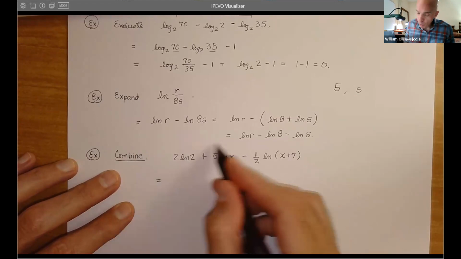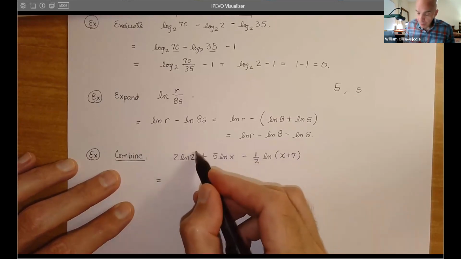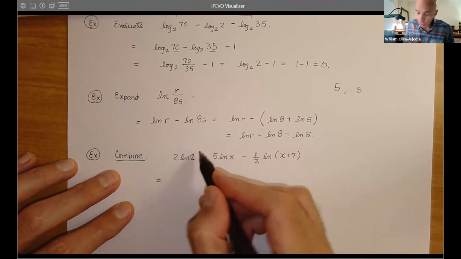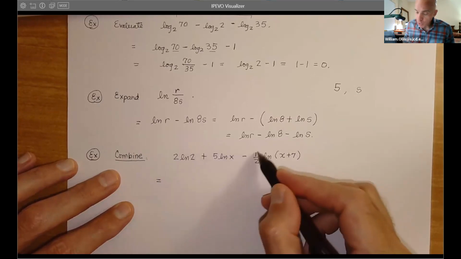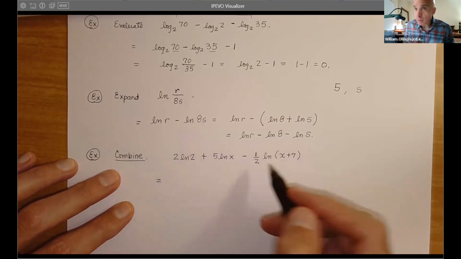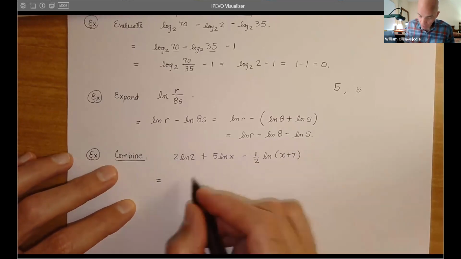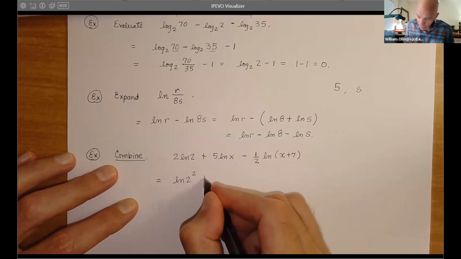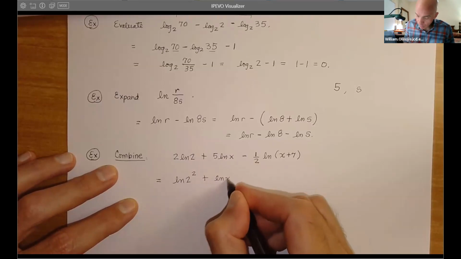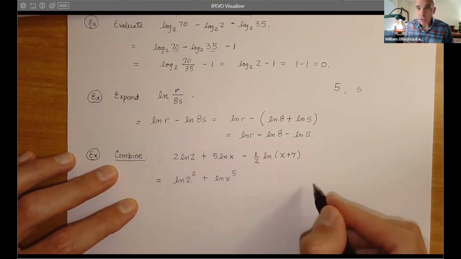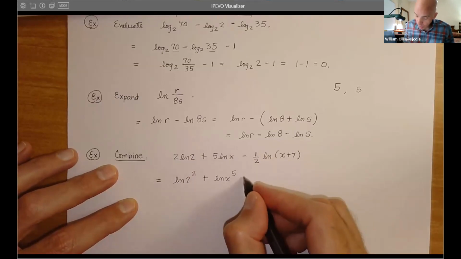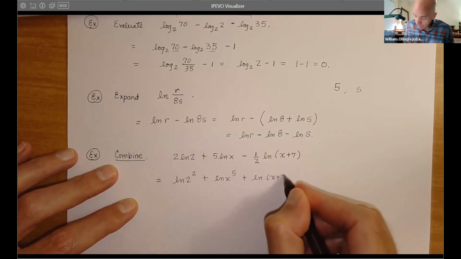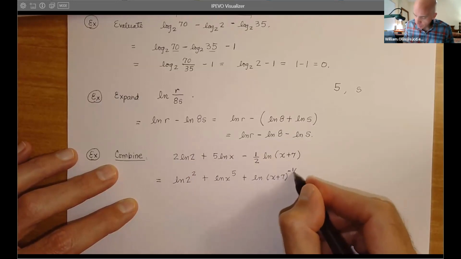So first thing, we're going to move all the powers up to these powers of the arguments. That is, this coefficient becomes a power. This coefficient becomes a power. This coefficient becomes a power. And you can move the negative if you want. It doesn't matter, your choice. So we have natural log of 2 to the 2 plus natural log x to the 5th. Again, the 5 becomes the power. Now we can just do plus natural log x plus 7 to the negative 1/2, just to mix it up a little bit.